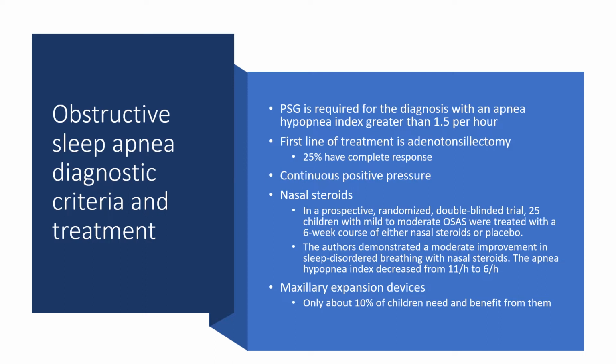The mainstay for obstructive sleep apnea in adults as well as children, and also for overlap syndrome, is CPAP. Continuous positive airway pressure is the best thing in the world. But another good choice is nasal steroids.